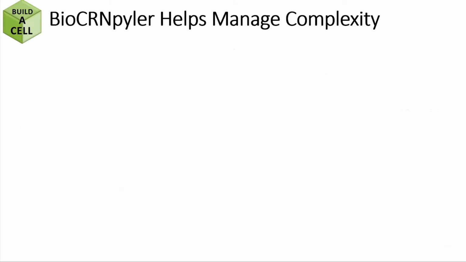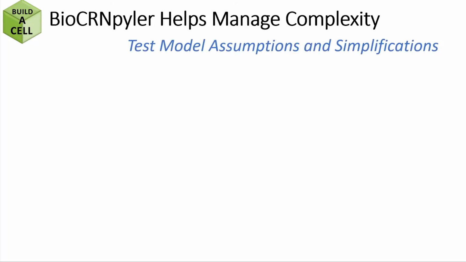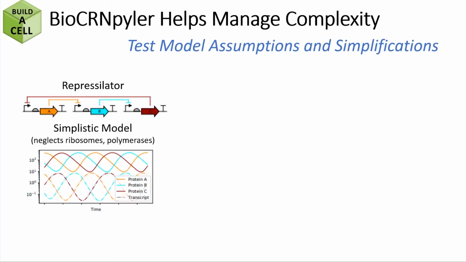So Biocompiler is modular, expressive, and it helps you manage complexity. And this really means that when you have a very complex system, you have to make assumptions and simplifications, and Biocompiler will help you test those. So if we go to this repressilator example, I showed you a very simplistic model. This is the same one from the repressilator paper by Michael Elowitz, where there are no ribosomes or polymerases. We're really just looking at a very simple model of transcription, translation, and Hill function repression.